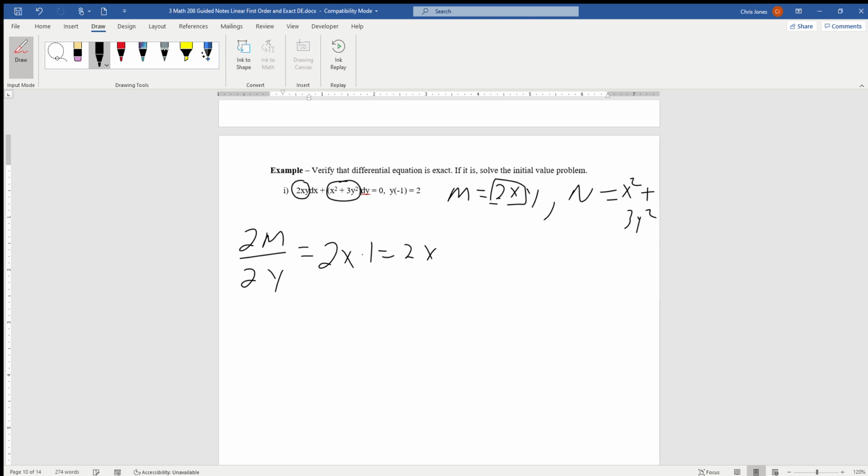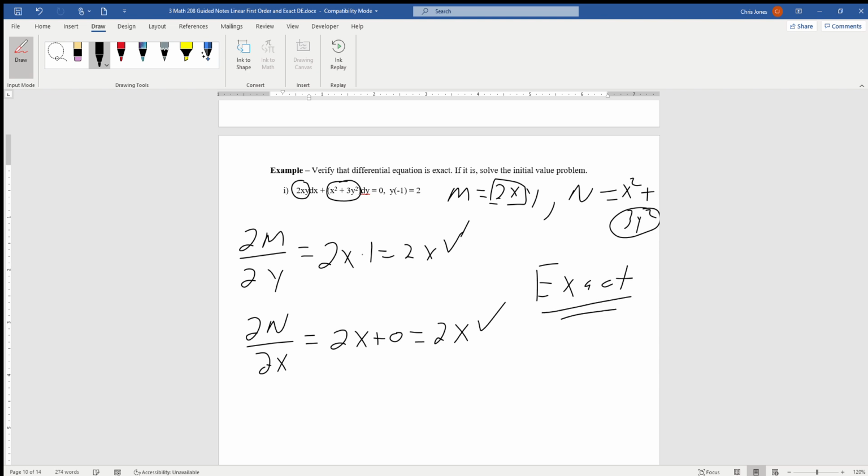All right, so we're going to hold on to that. We are now going to take the partial of N with respect to x. We're going to treat anything with a y like a constant. The derivative of x squared is 2x. The derivative of 3y squared is 0 with respect to x. So that equals 2x. And I want you to notice that the partials are indeed equal to one another, so it is exact.